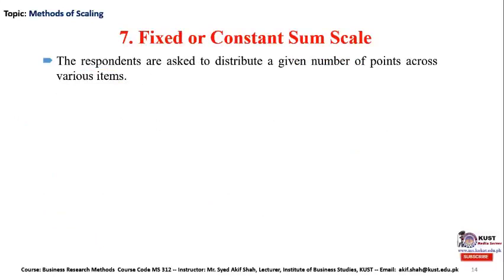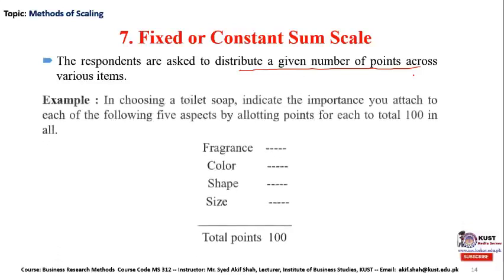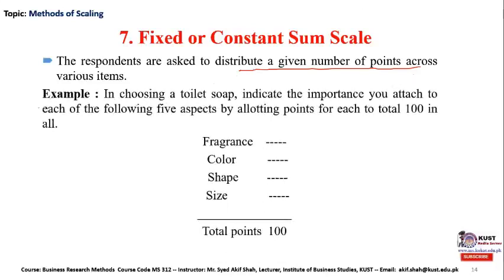Let's discuss the next rating scale, which is the fixed or constant sum scale. Here the researcher asks the respondents to distribute a given number of points across various items. For example, let's explain what this fixed or constant sum scale is. In this example, the researcher is interested to find out how an individual selects a toilet soap. Indicate the importance you attach to each of the following 4 aspects by allocating points for each, to a total of 100 in all.